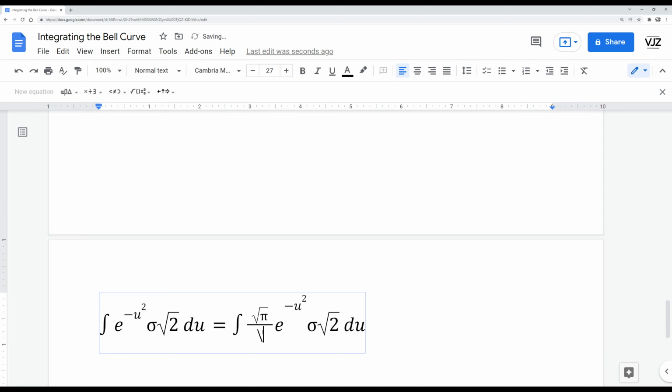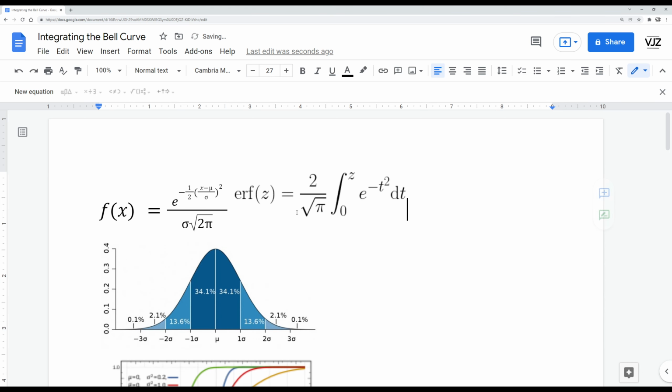Now, this might seem so random. Why are we even doing this? Why does the square root of pi have to do with anything? Well, for that, I think it is time for me to finally introduce you to the error function. That's right, we're going to the non-elementary error function. Let me just show you right here.